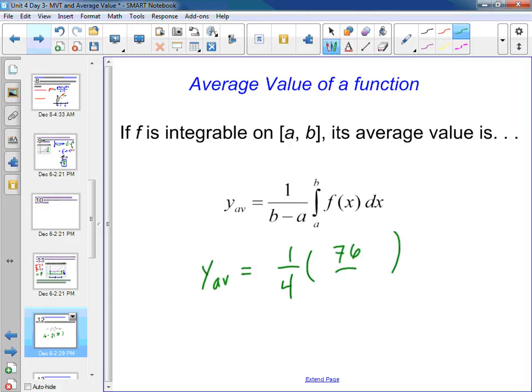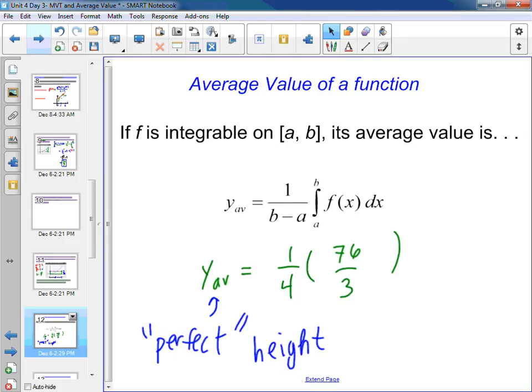76 thirds, right? And so what would we get for the average value here? Well, we had that average value all along, right? That y average value was, what about my rectangle? That was my perfect height, right? And so my average value is the perfect height. Not bad. So my perfect height is simply the average value of a function on the interval.